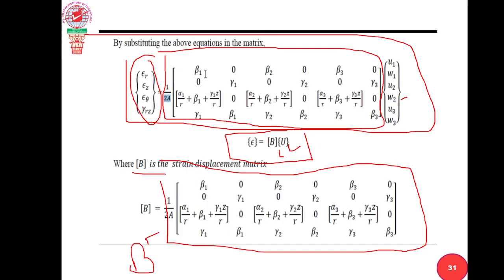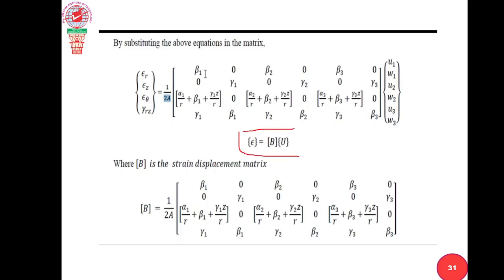The strain matrix: epsilon equal to B into U. Where epsilon is called the strain matrix, that is equal to epsilon r, epsilon z, epsilon theta, and gamma rz. Got it?